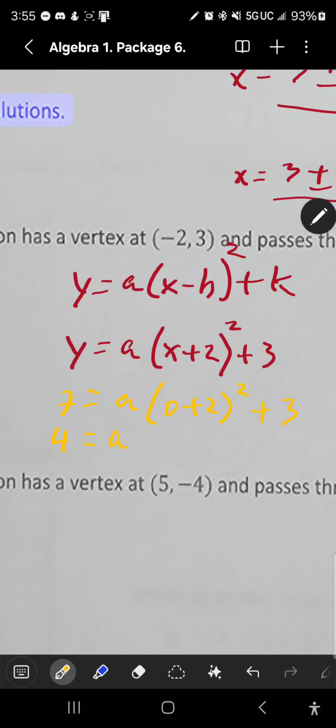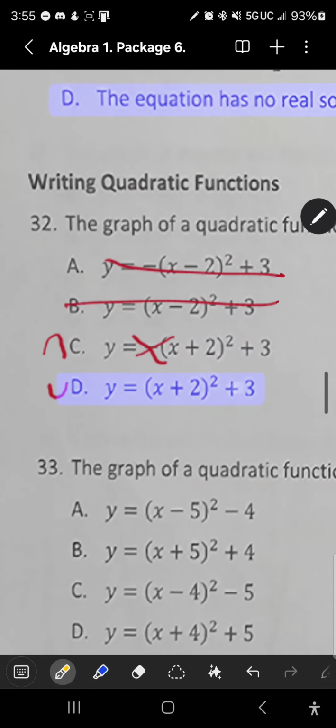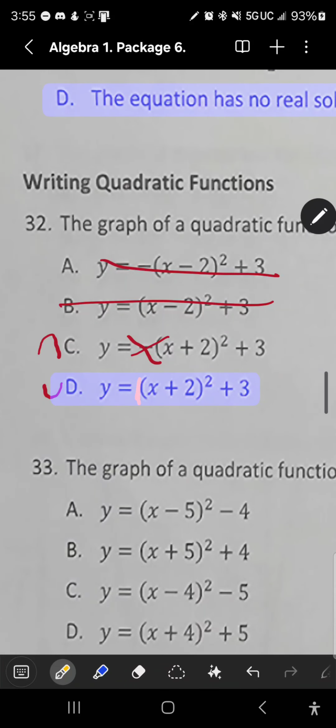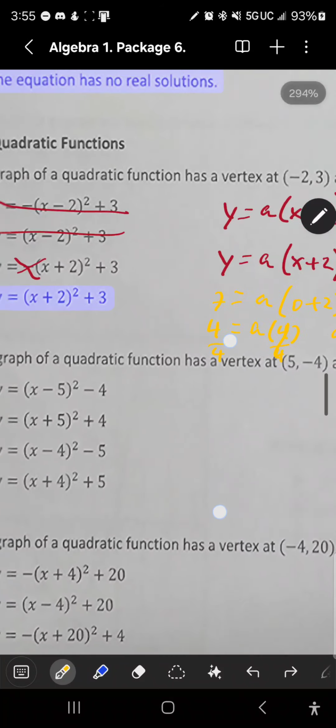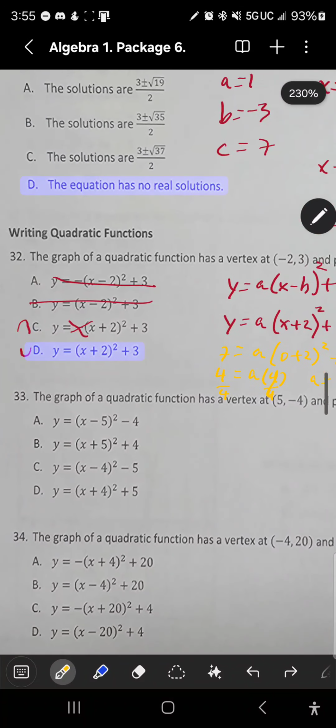2 squared is 4, so 4a. And now I can divide both sides by 4. This can cancel, and I have a equals 4 over 4, which is 1. And 1 is just positive 1, which is the same as putting it here. You can use either of the two in a multiple choice. In a free response, you need to actually calculate, but as you can see, it's pretty easy.